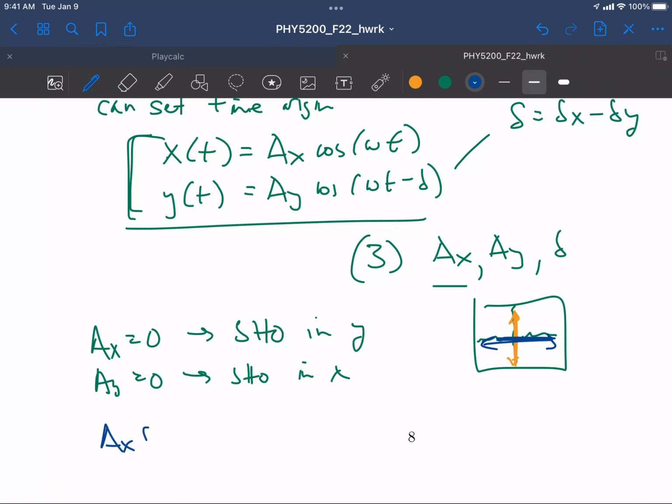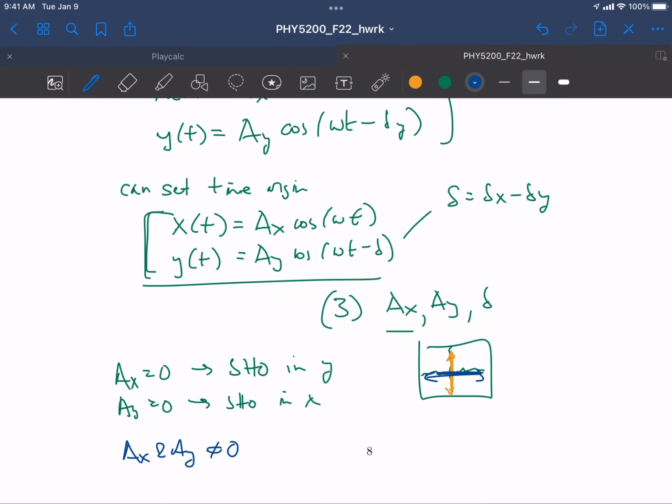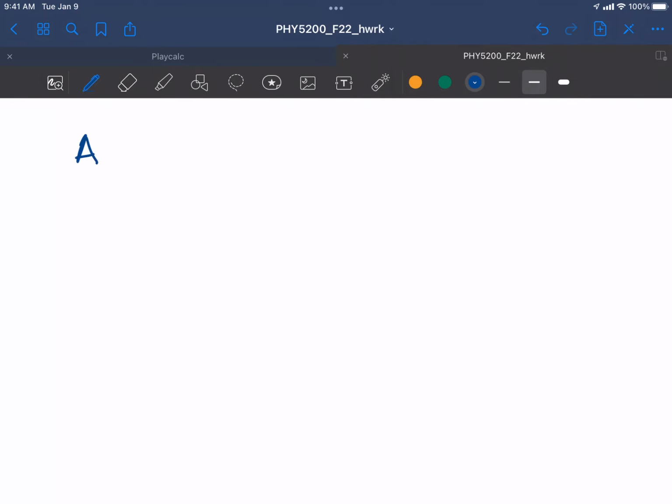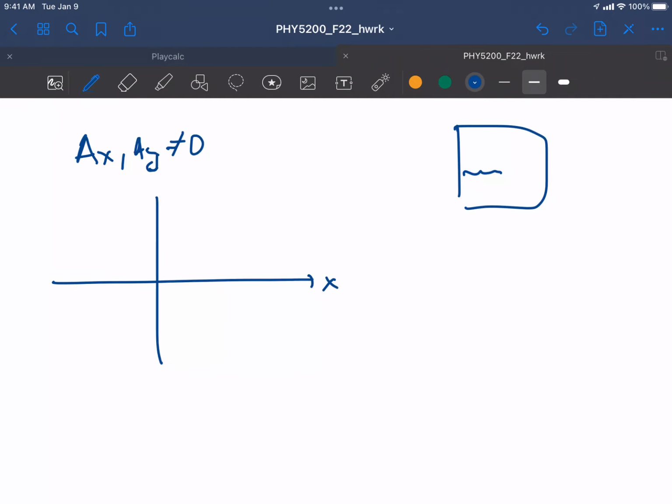But if ax and ay are not equal to 0, then obviously there's much more interesting things that are happening here. Let's draw a few pictures of that. So if ax and ay are not equal to 0, one type of motion we could have would be, so here's x. Again, if you want to think about this, you could think about this either as a mass attached by springs in the x and y direction, or the top view of a pendulum that can move in 2 dimensions.